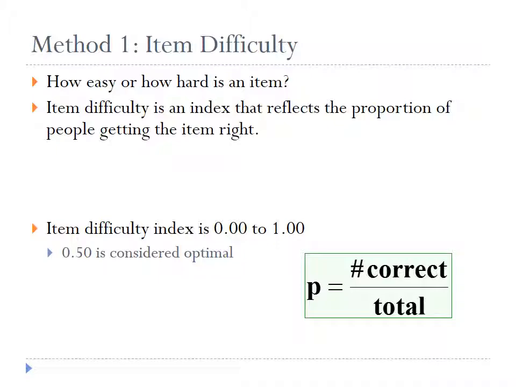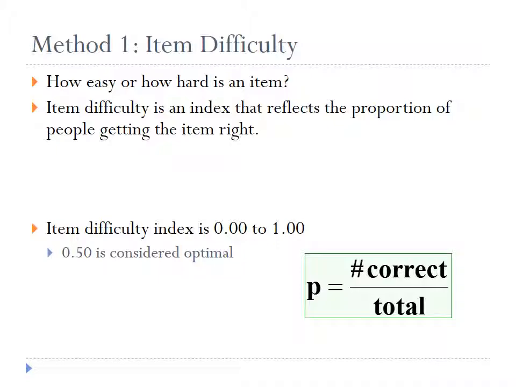To calculate item difficulty, we create a proportion: the number of people getting that item correct to the total number of people who take the test. This proportion could range between 0 and 1. The optimal difficulty we want is 0.5, right in the middle.